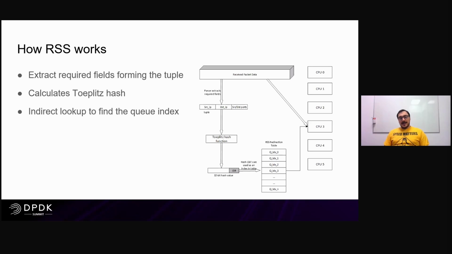Let's have a brief look at RSS. RSS is a technology that distributes incoming packets across existing queues, and it does so as follows. First, the received packet is parsed by the NIC, extracting required fields to form the tuple. Then, the tuple is used as an input to calculate a 32-bit Toeplitz hash. And finally, some predefined number of least significant bits of the hash value are used as an index into an intermediate redirection table to find an index of the queue to which the packet will be forwarded.